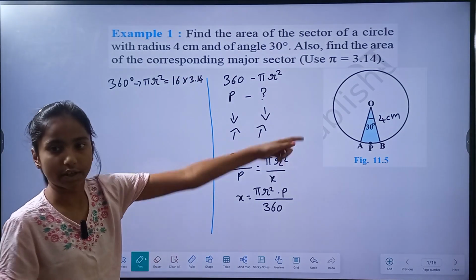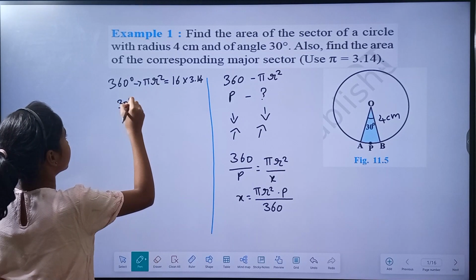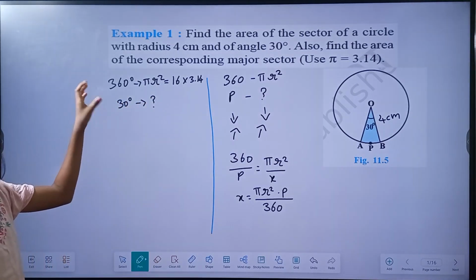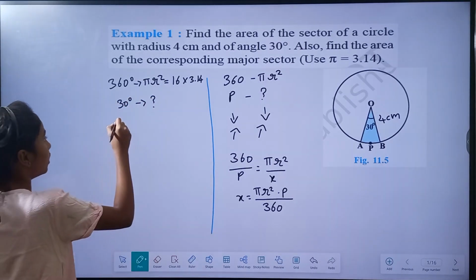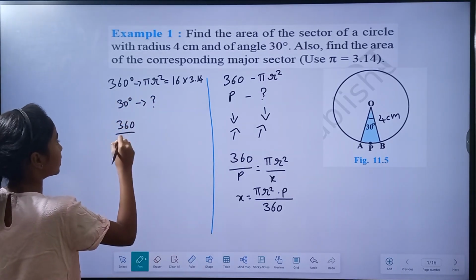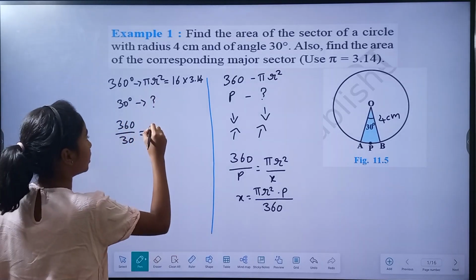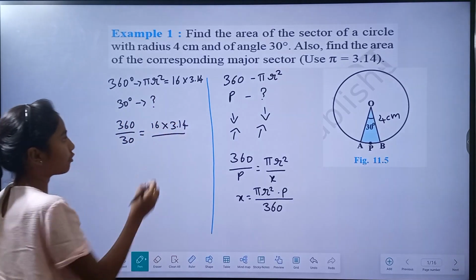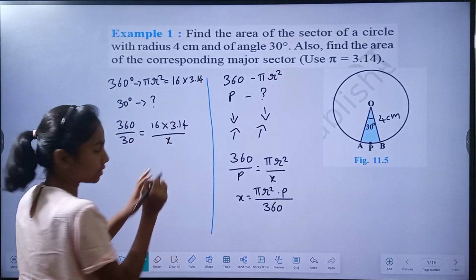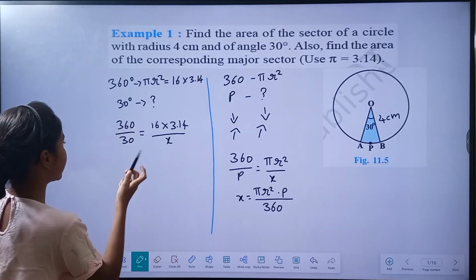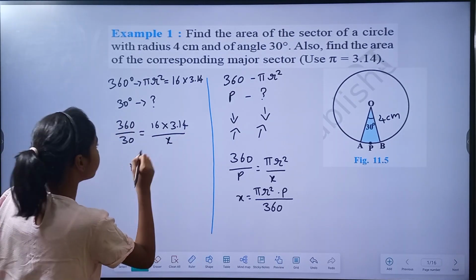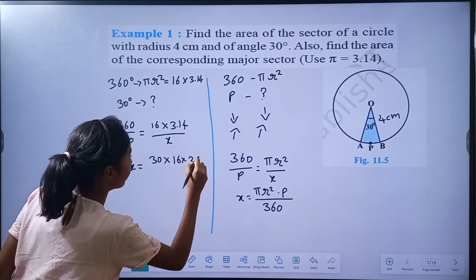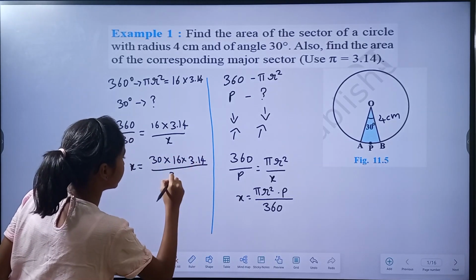They are asking for 30 degrees. 30 degrees equals how much? As these two quantities are directly proportional, we can write the ratios: 360 by 30 equals 16 into 3.14 divided by what we have to find. Let's take it as x. So x equals 30 into 16 into 3.14, whole divided by 360.